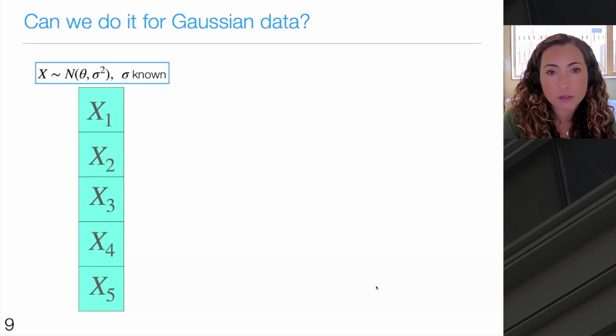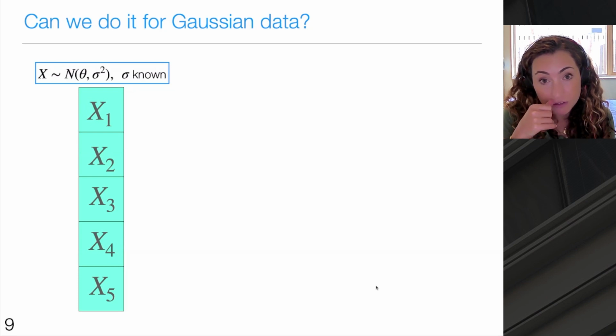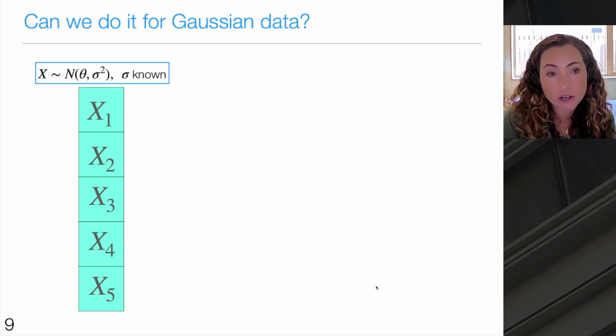So usually, if we're going to get something to work out, we should try on the Gaussian distribution. So now we're going to try this for Gaussian data with mean theta and variance sigma squared. So here the variance is known, but the mean is unknown.